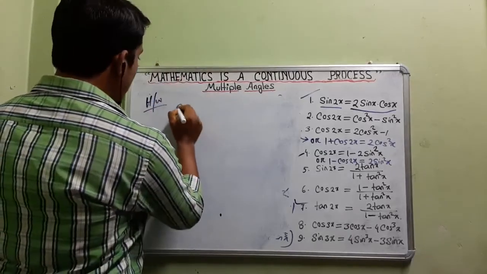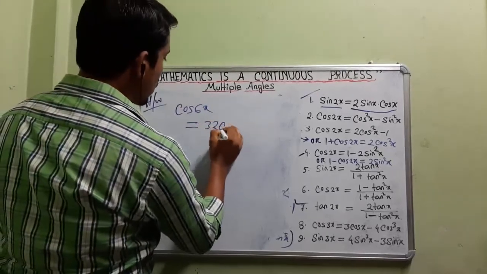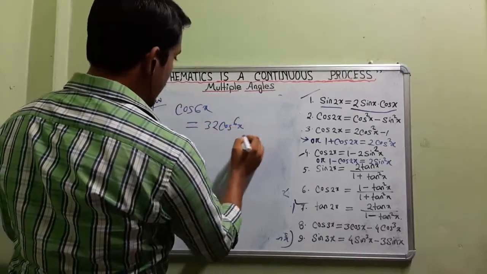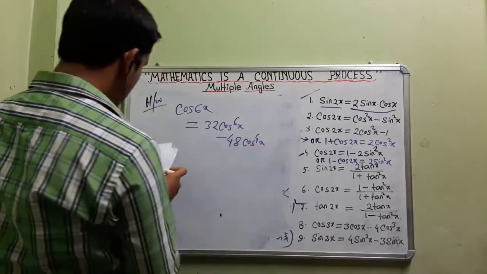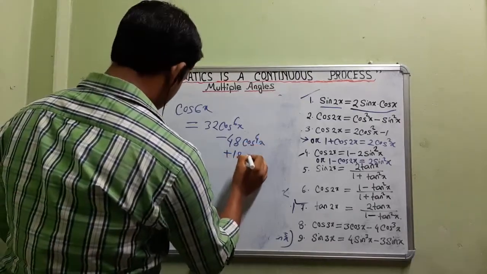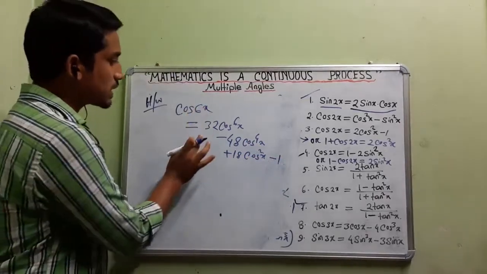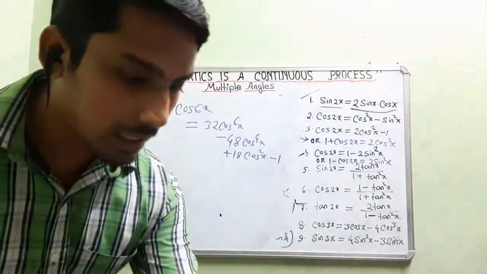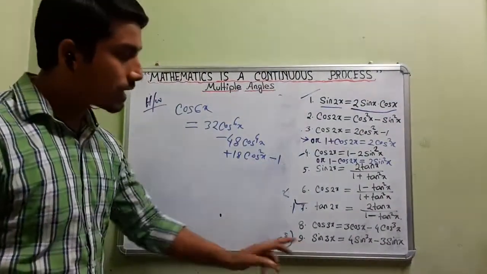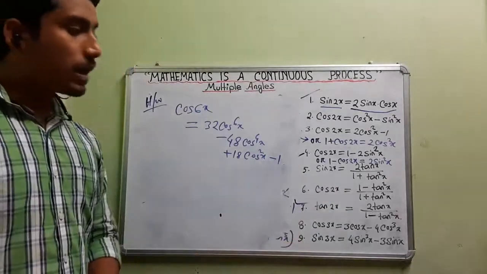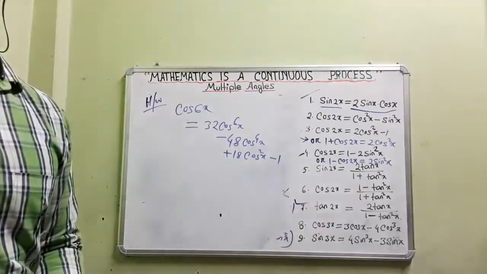Question is, prove that cos 6x equals 32 cos to the power 6x minus 48 cos to the power 4x plus 18 cos square x minus 1. Cos 6x equal to this one you are supposed to prove. Now in proving this one, you will need two more formulas, number 8 and number 9. Out of these two, you may need any one. These two formulas I have already given to you.